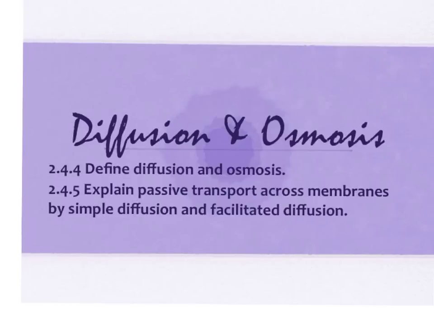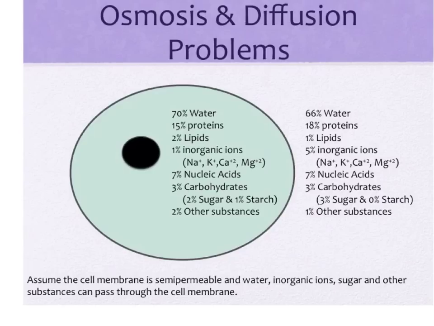Now we'll take the opportunity to work through some diffusion and osmosis problems looking at semi-permeable membranes and the flow of materials into and out of a cell. Here's our first example problem.